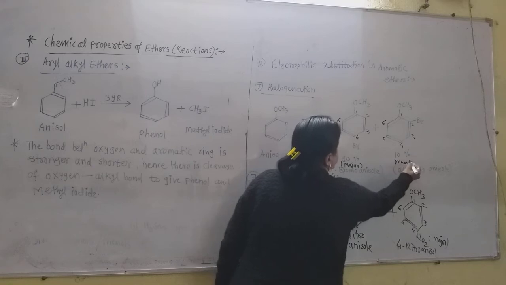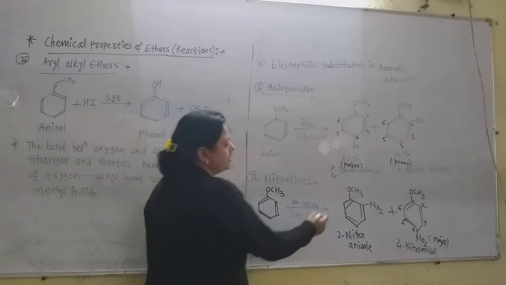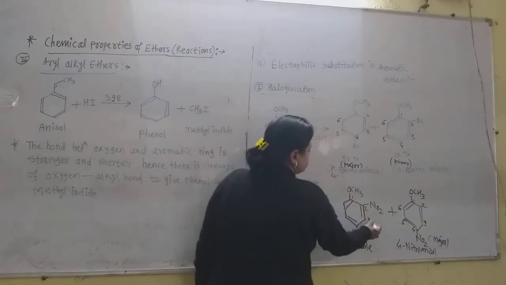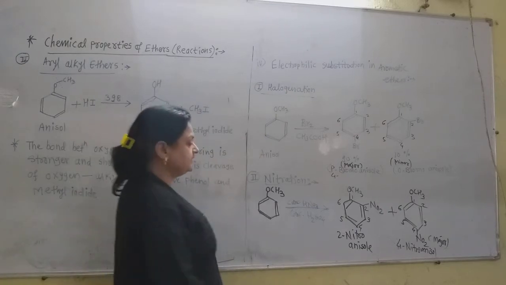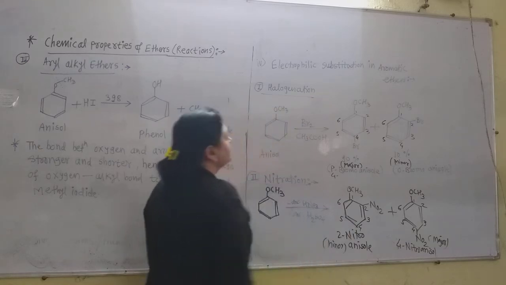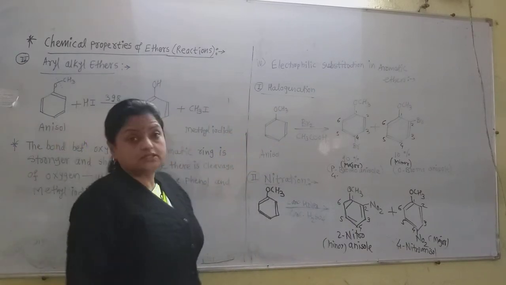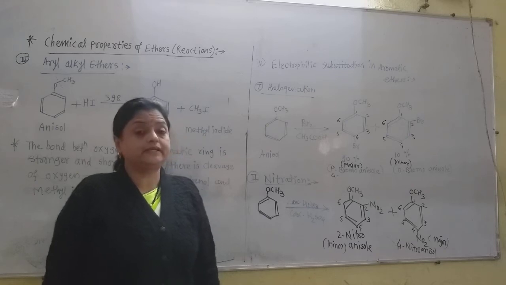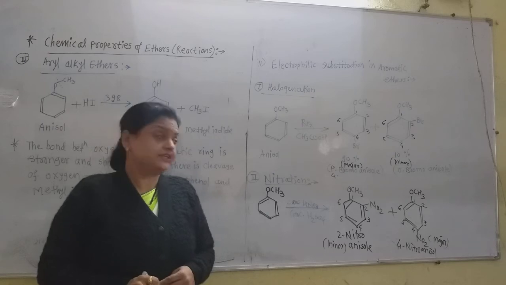Similarly in nitration, there is also ortho-nitroanisole or 2-nitroanisole. Numbering is given from this side in this way. This is 2-nitroanisole and this is the minor product. So these are the electrophilic substitution reactions of the alkyl aryl ether. One reaction remains, that is Friedel-Crafts alkylation and Friedel-Crafts acylation.